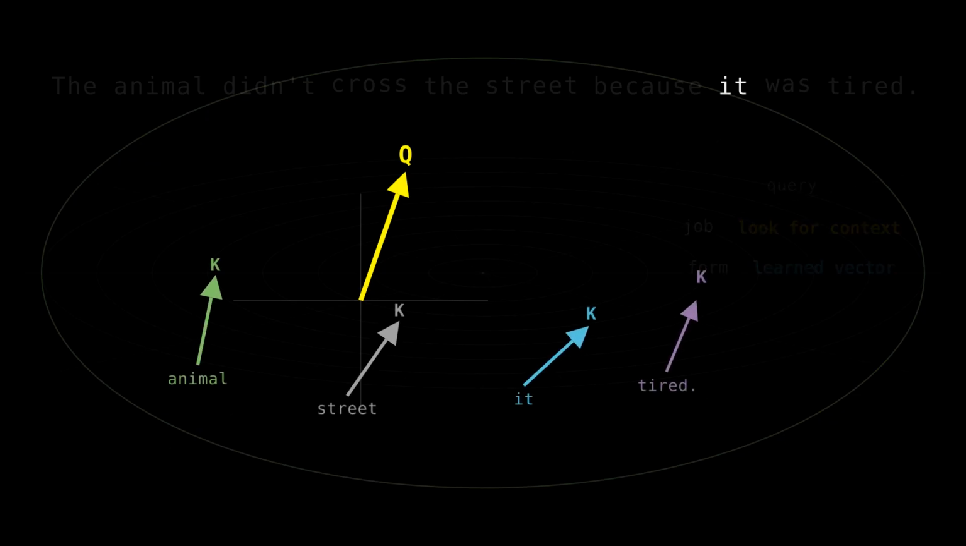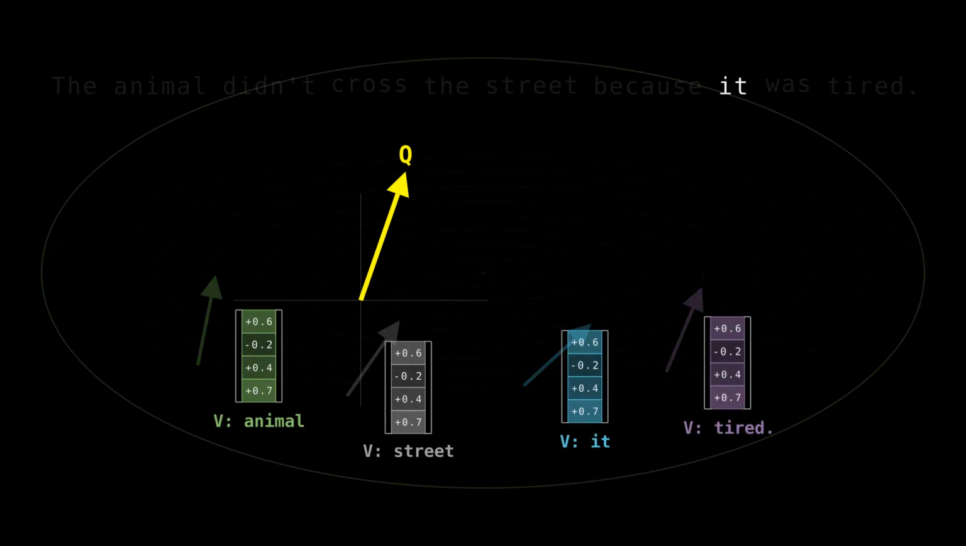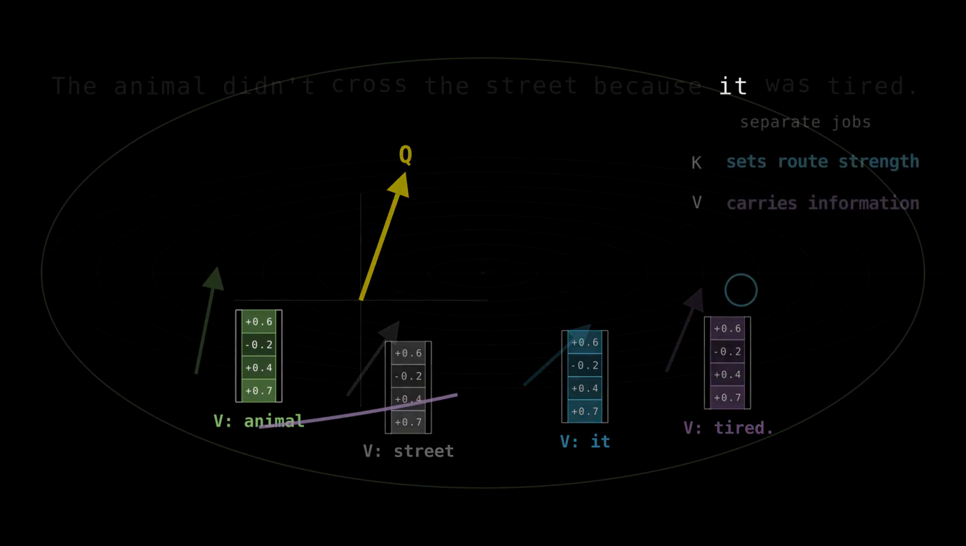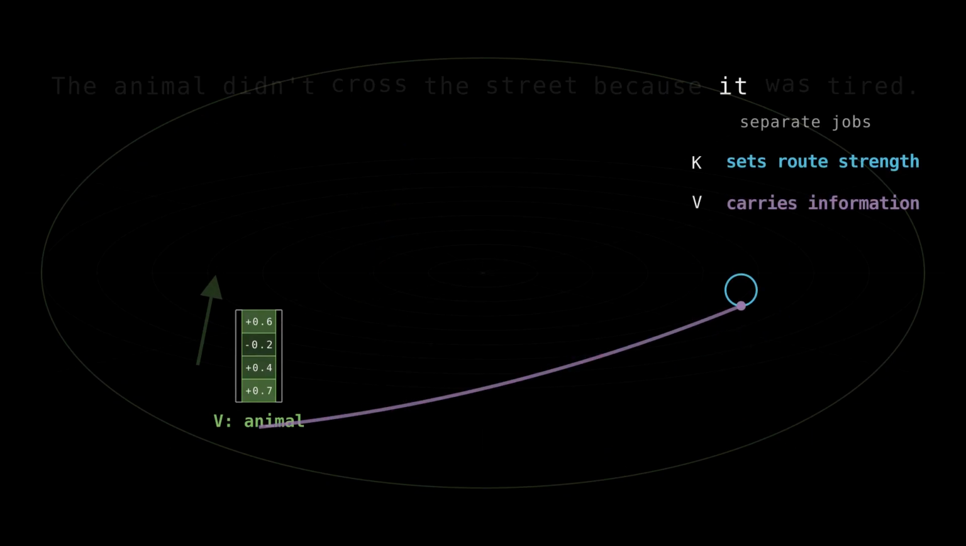Every token position also produces a key. A key is the part used for matching. Animal, street, tired, and it all advertise different learned patterns through their keys. Then, each position produces a value. The value is the information that position can contribute if it receives weight. The key and value have separate jobs. The key helps decide how strong the connection should be. The value is what travels through that connection.